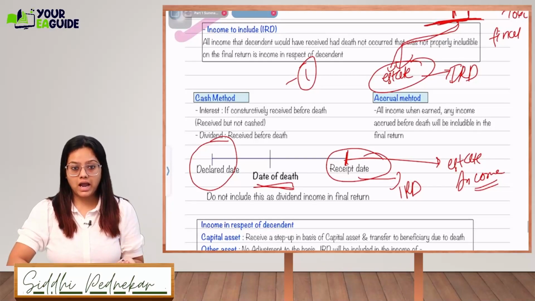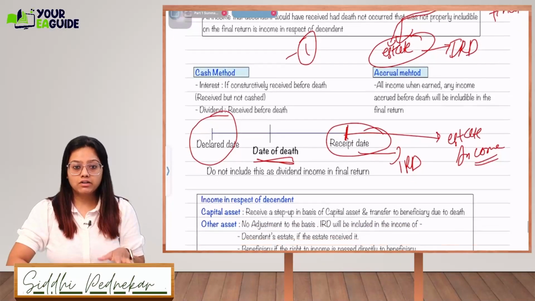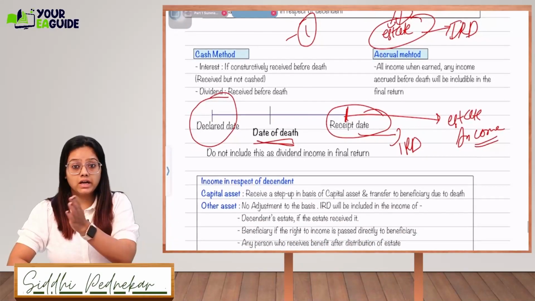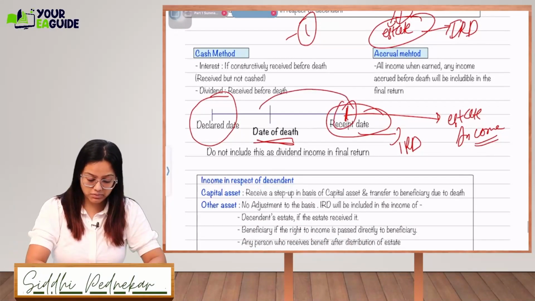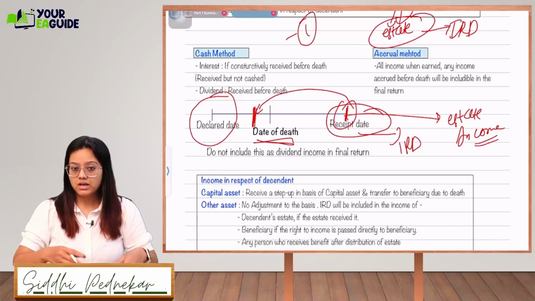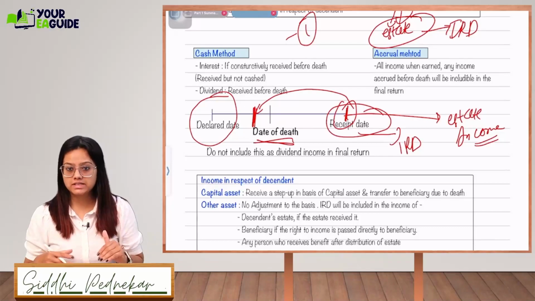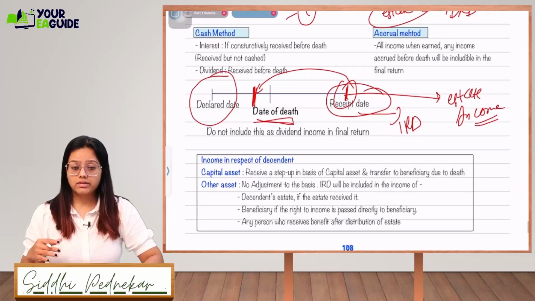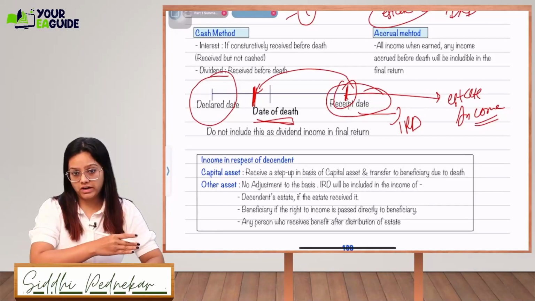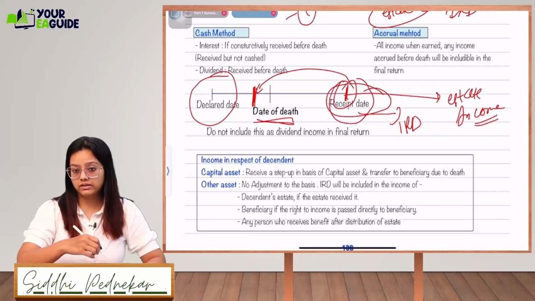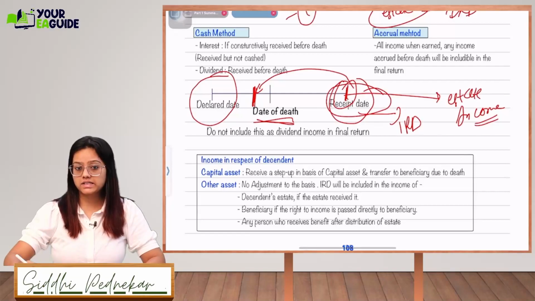Received but not cashed, that is your constructive receipt. Dividend is declared and received later on. See, if this receipt date is before that death date, then this will be called constructively received. In that case it will be included in the 1040 final return, but if it is received after that date, it will be included in the estate income.